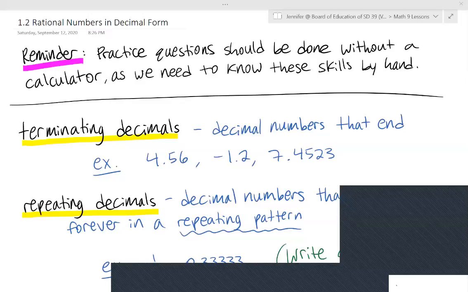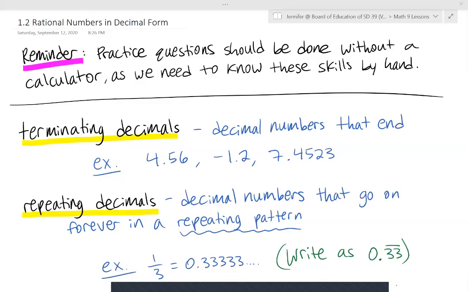This is lesson 1.2, Rational Numbers in Decimal Form, part 1. Just a reminder that all the questions we're doing in this chapter, you should be able to do them without a calculator because we need to know how to do these skills by hand. So if you need to use the calculator sometimes when doing your homework, that's okay, but know that we will not have calculators on the test for this chapter 1.